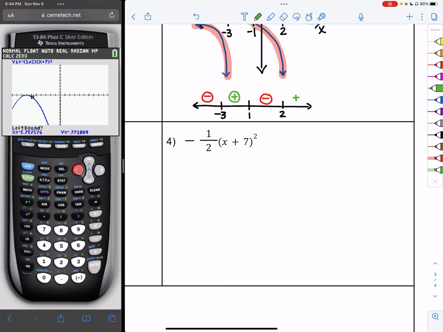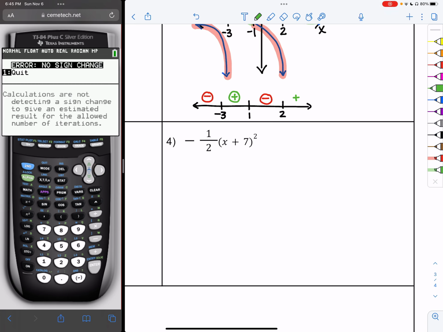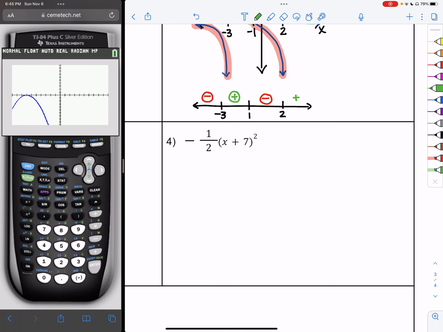So I know it's somewhere up here. So I'm going to go to the left side and press enter. Then I'm going to go to the right side and press enter. Press enter again. And it tells me error, no sign change. That is perfectly fine. It only says that because normally for an x-intercept, it will end up seeing that you're trying to figure out where your graph goes from above the x-axis to below the x-axis or vice versa. So it's not seeing that it was once negative and positive or vice versa. So if we see that that's happening, we can also say, well, okay, we see that the x-intercept may be there, but let's see.